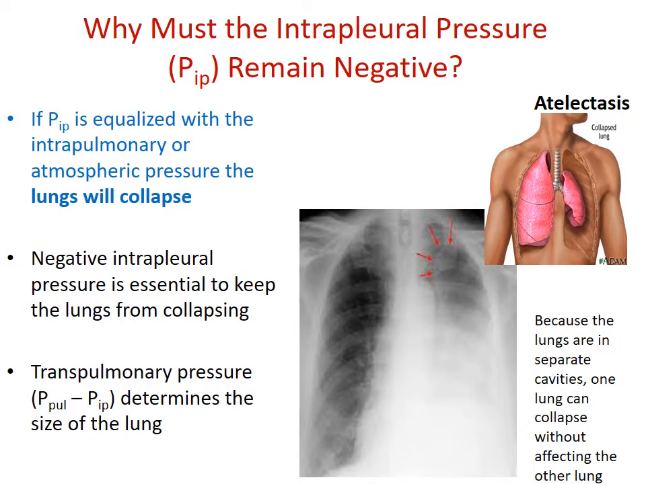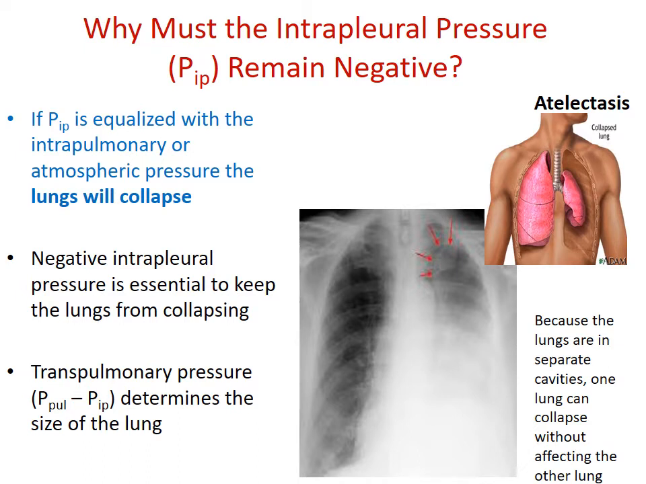So this particular picture also gives the importance of different pressures. If the intrapleural pressure is equalized with the intrapulmonary pressure or atmospheric pressure, usually what is seen is a collapse of the lung.